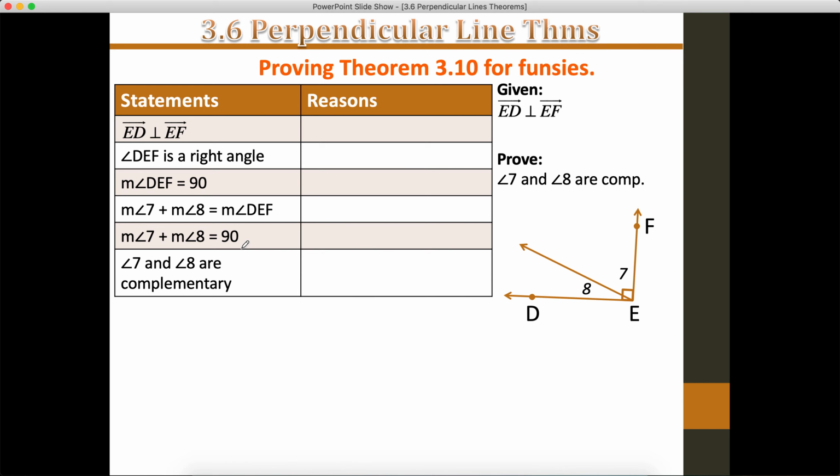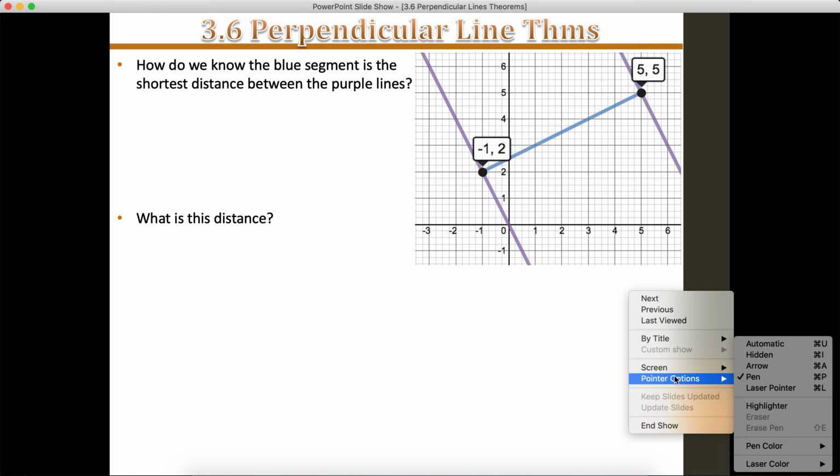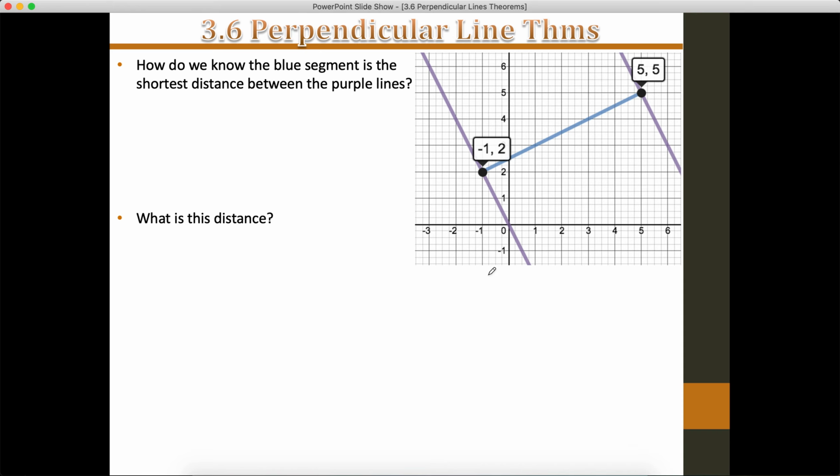Let's do one more problem, then maybe one more proof. So, how do we know the blue segment is the shortest distance between the purple lines? Again, in this case, before I start answering questions, I would suggest that you pause it and try on your own, but I'm going to go for it. The distance between the purple lines.